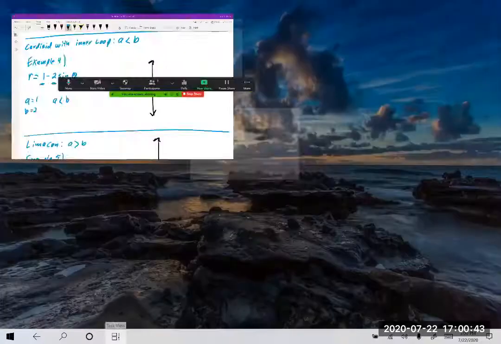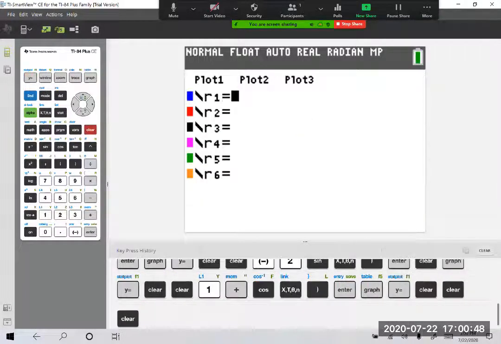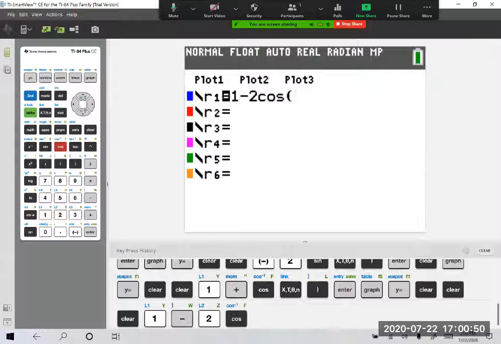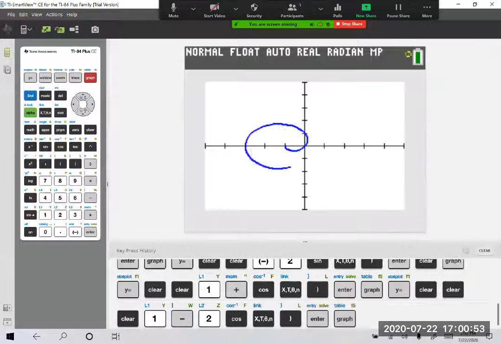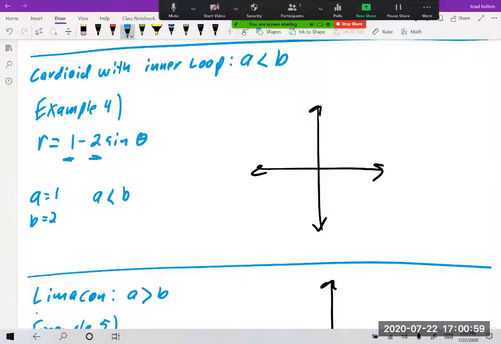1 minus 2 sine theta. 1 minus 2 cosine theta. So there you see we have this inner loop. So it kind of looks like a cardioid, but then it keeps going in there. Oops, that's no good.